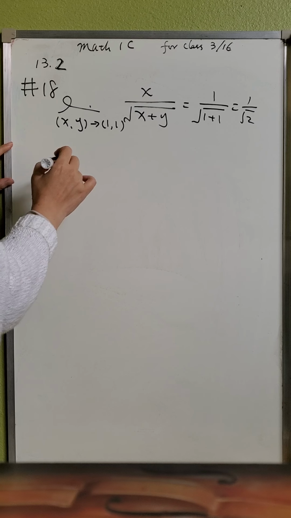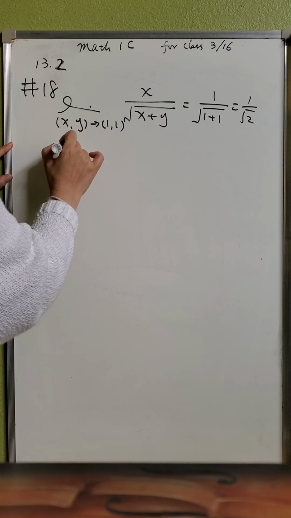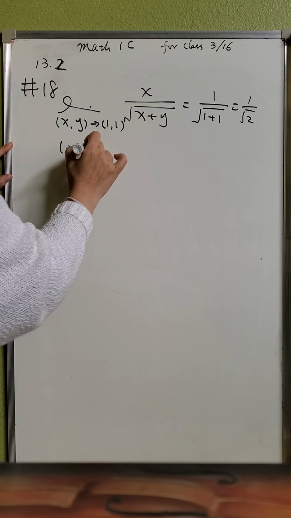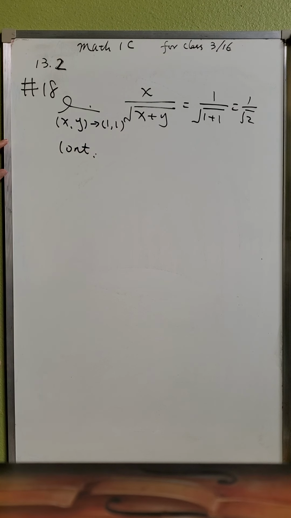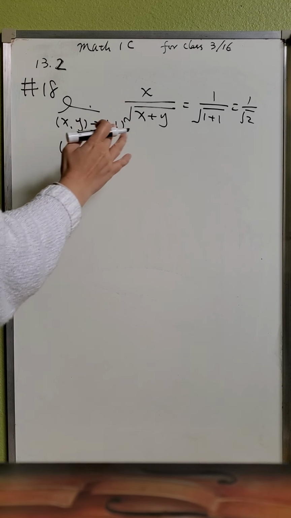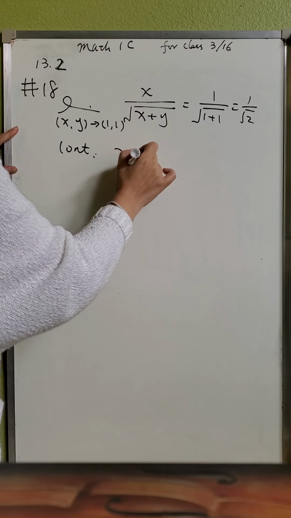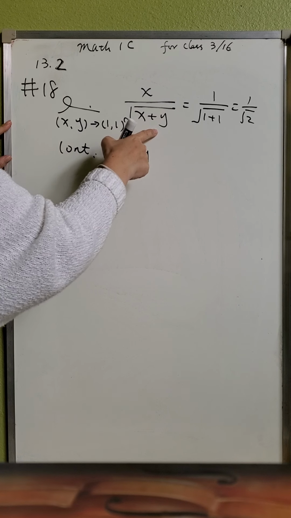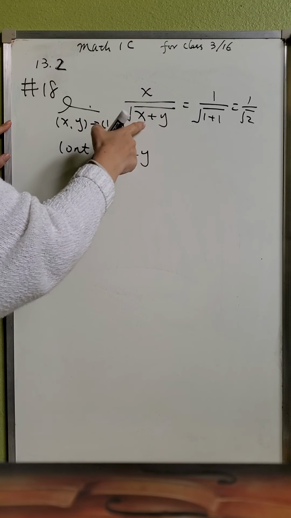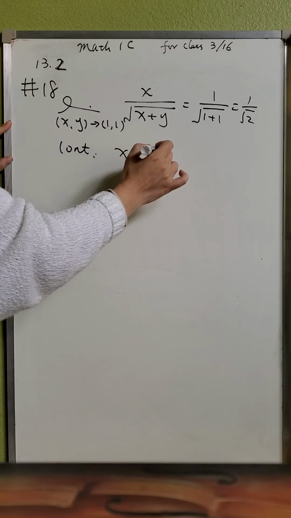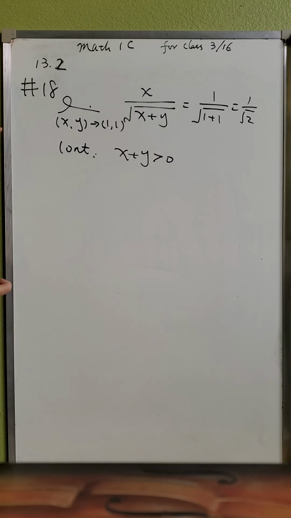And for the continuity, okay, for continuous, we know the function usually is continuous on its domain. So basically, you just need to find the domain. So we know that x plus y cannot equal 0, but it has to be greater than 0 here because it's inside the square root, so this has to be greater than 0.